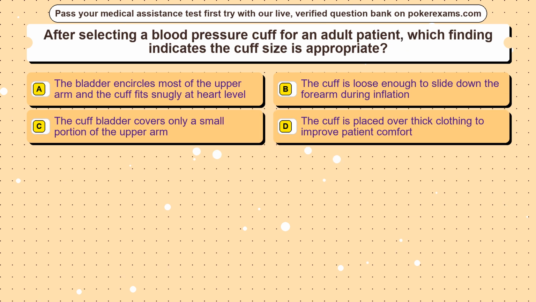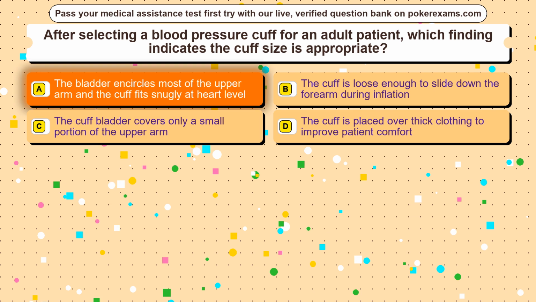Question 20. After selecting a blood pressure cuff for an adult patient, which finding indicates the cuff size is appropriate? Option A. The bladder encircles most of the upper arm and the cuff fits snugly at heart level. Option B. The cuff is loose enough to slide down the forearm during inflation. Option C. The cuff bladder covers only a small portion of the upper arm. Option D. The cuff is placed over thick clothing to improve patient comfort. The correct answer is option A.